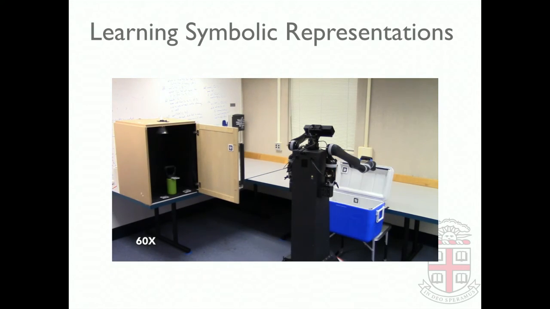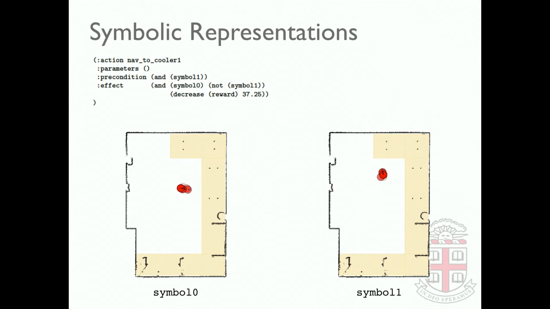So let me show you a couple of learned such abstract representations. This is one describing what happens when you execute the navigate to cooler action. So it says that symbol 1 has to be true for you to be able to navigate to the cooler. And afterwards, symbol 1 is no longer true and symbol 0 is true. And each of these symbols is actually a name for a distribution over sensory motor data, a probabilistic distribution. This distribution happens to name only things to do with the robot's location in the map. Okay, so symbol 0, these are samples drawn from that distribution.